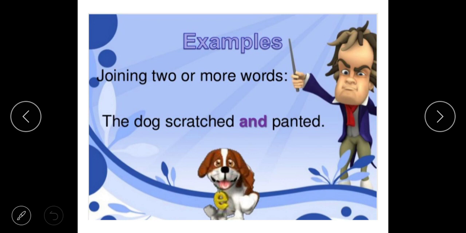So here is the example: the dog scratched and panted. When we are using the sentence without using and, we are saying the dog scratched, the dog panted. But when we join them by using and, the dog scratched and panted.